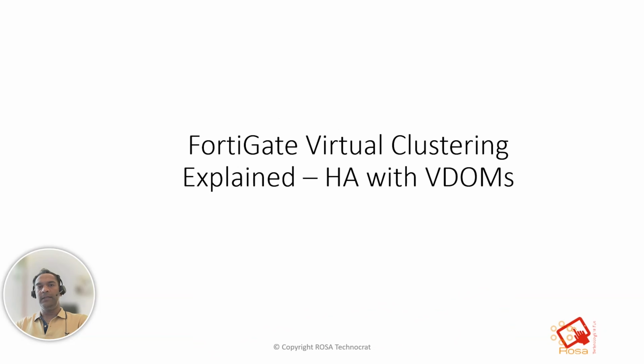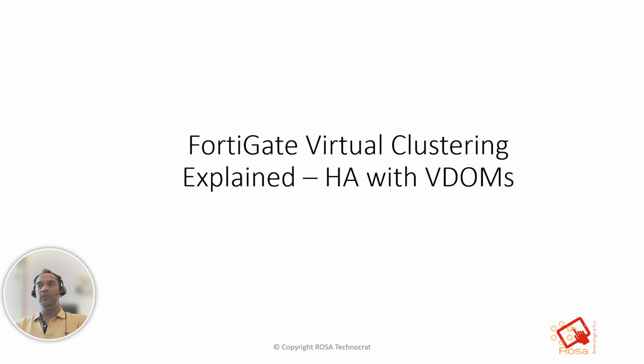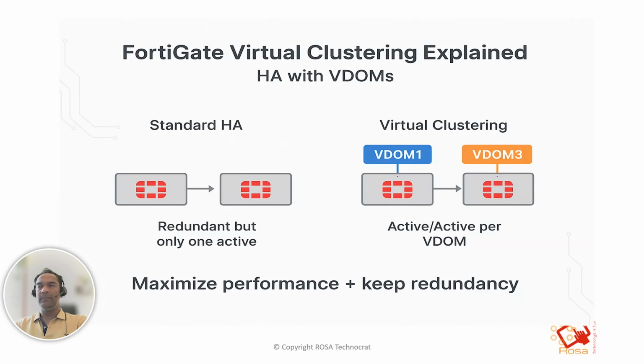FortiGate virtual clustering explained: HA with VDOMs. Before virtual clustering, you need to know what a FortiGate cluster, or FortiGate HA cluster, is. A FortiGate HA cluster is a set of two FortiGate firewalls which are grouped together to form an HA cluster. Under the HA cluster, one of the devices is active.